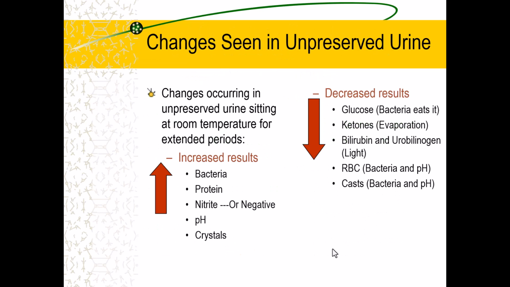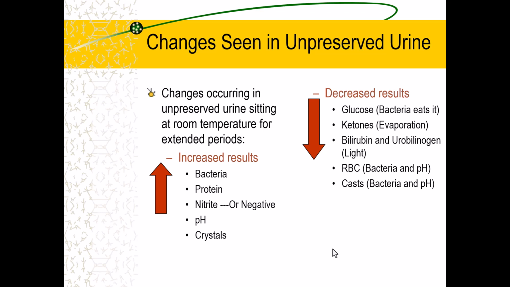In an unpreserved urine, the things we're going to see increased are bacteria, protein, nitrite, pH, and crystals. Those are all going to go up. Bacteria love urine. They're going to continue to grow. Protein goes up. Nitrites go up or possibly negative. We'll talk about why when we get to that lecture. But the bacteria take the nitrates to nitrites, so it'll go up over time. pH will go up. The urine will become more and more basic upon sitting. Crystals start to form as the urine is sitting.